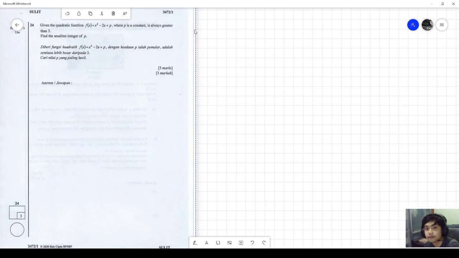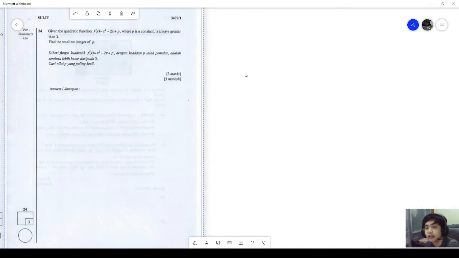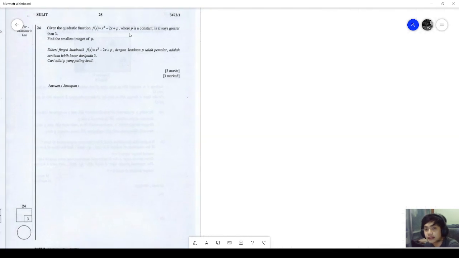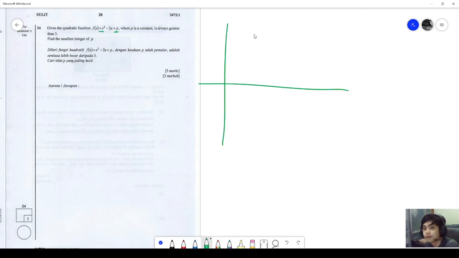In other words, p in this case is actually the y-intercept, if you notice. So in this graph, this is a minimum graph. They are actually referring to the graph that looks something like this, right? It's always above 3, greater than 3, right?